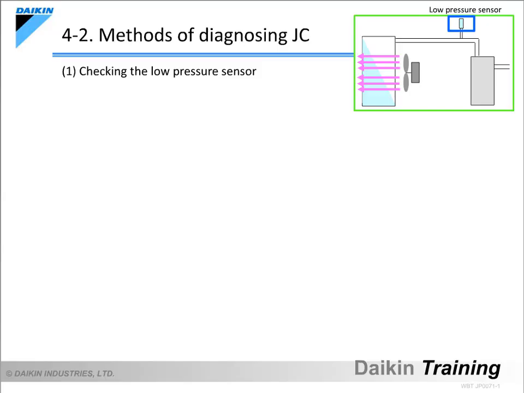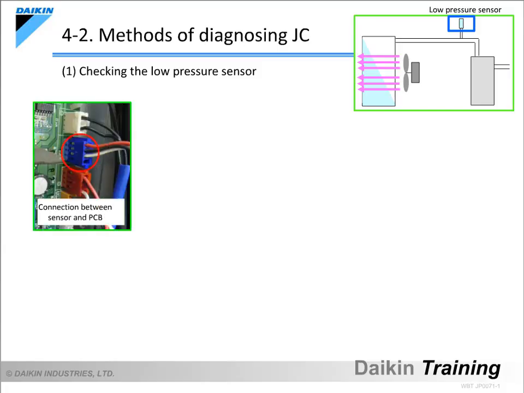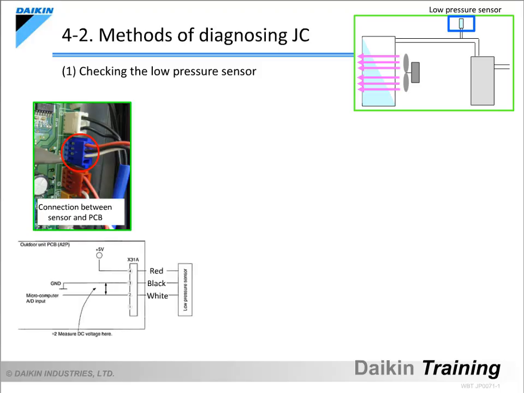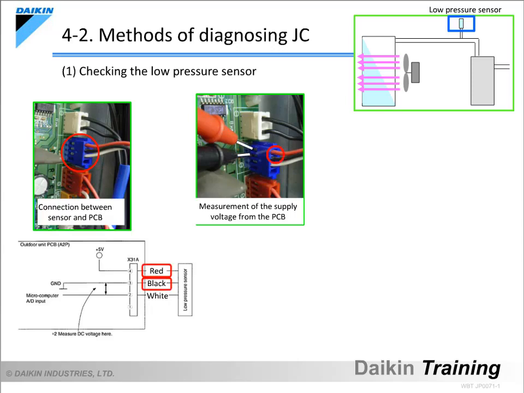When the JC malfunction code appears, it may point to a faulty device peripheral to the low pressure sensor. First, check whether the low pressure sensor's connector on the PCB is properly connected. If it is, check the voltage output from the PCB in order to determine whether the PCB or sensor is faulty. In order to check the PCB voltage output, first set the tester to the DC mode. Then, as shown in this photograph, place the tester's negative probe on the black wire at the low pressure sensor's connector and the positive probe on the red wire.